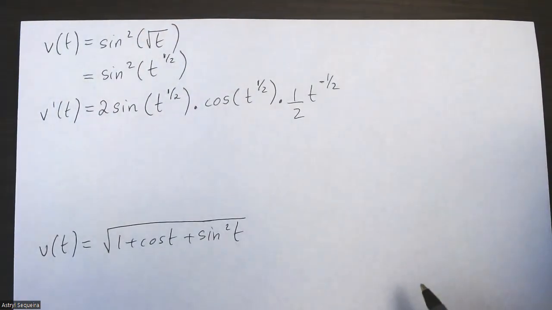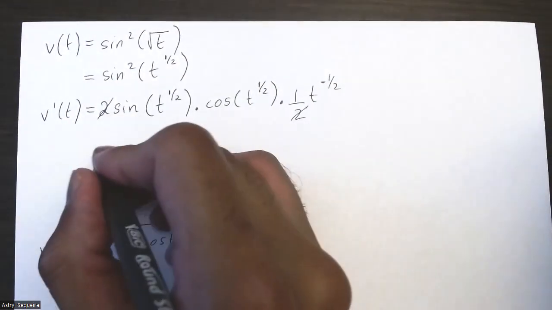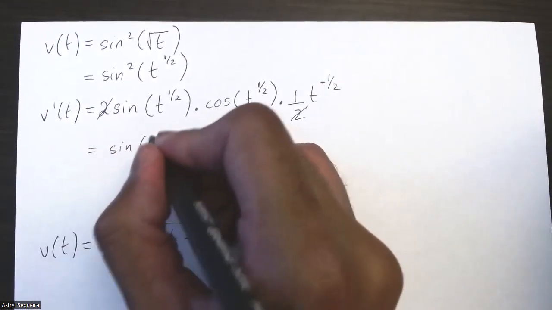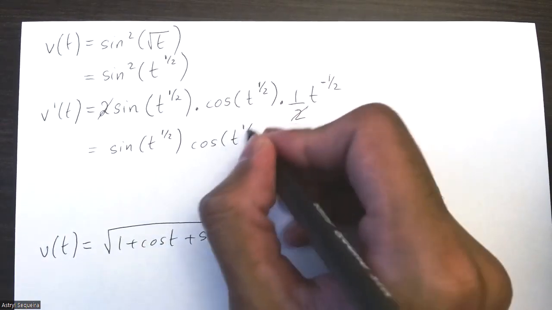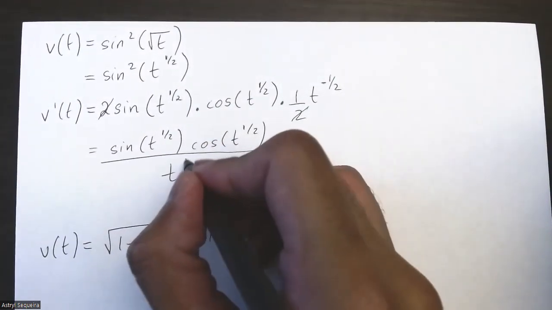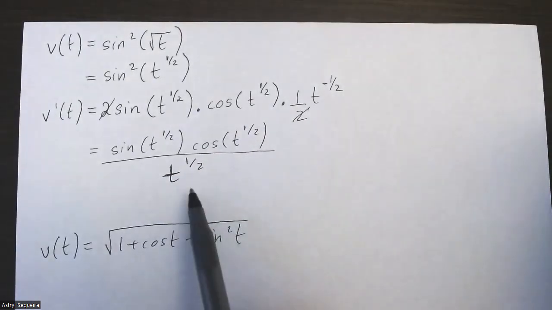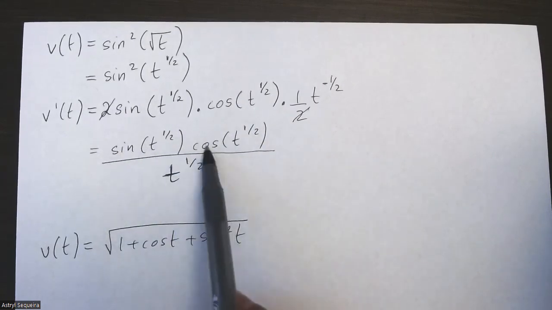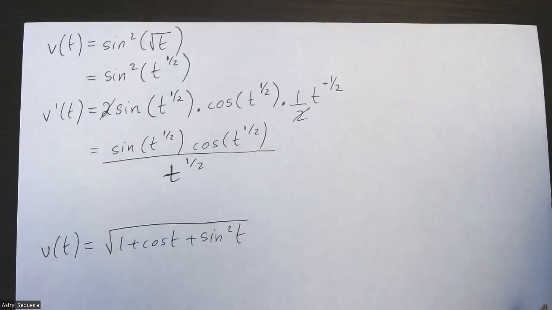This can be simplified a bit. This 2 and this 2 can cancel. So I'm just left with sine t to the power of half cos t to the power of half, and I'll move this to the denominator and make the exponent positive. So divided by t to the power of half, we want positive exponents in our final solutions. These cannot cancel because the sine is attached to this and the cos is attached to this. These are not the same function, cannot be canceled. So that would be my final solution for that first one.